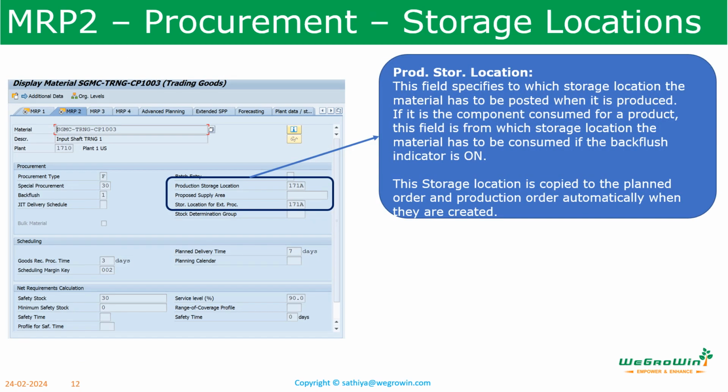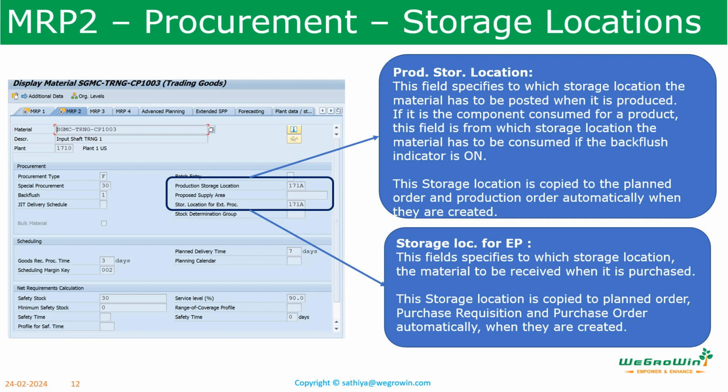Another field is the production storage location. This specifies the storage location in which the material will be received when it is produced. At the same time, if it is a component to be consumed in a production, it specifies from which location it has to be consumed when the backflush indication is given. That also will be used in this production storage location.